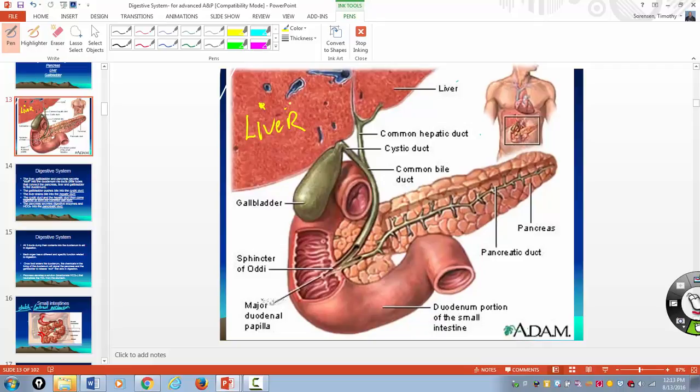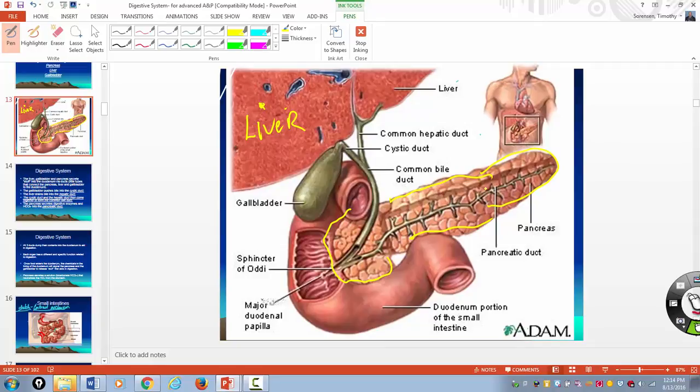So if you look, you have the liver, you have the gallbladder. The definition of a bladder is a hollow muscular organ. So the gallbladder is a hollow muscular organ. And then you have the pancreas. And just real quick, some of the anatomy. You got the head of the pancreas, then you have the body, and you have the tail of the pancreas.